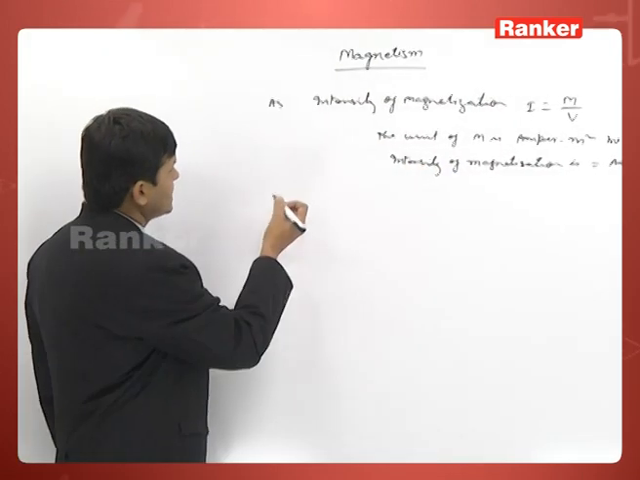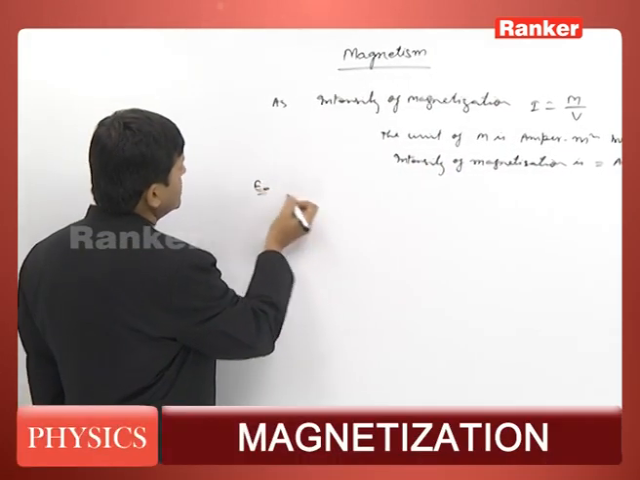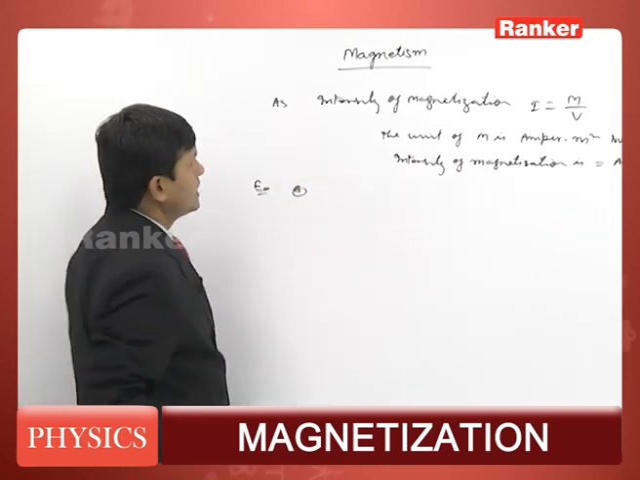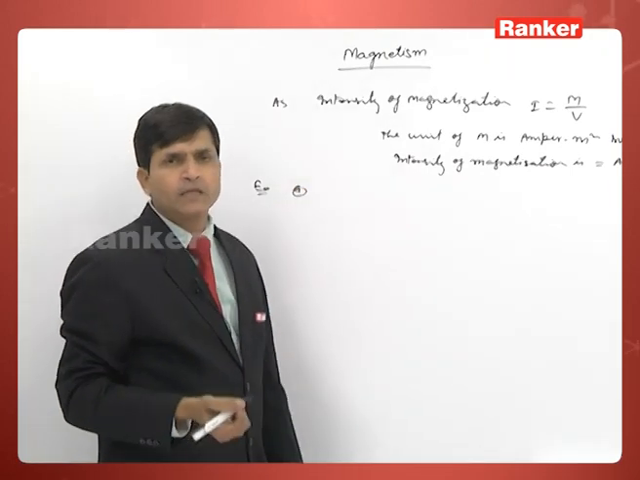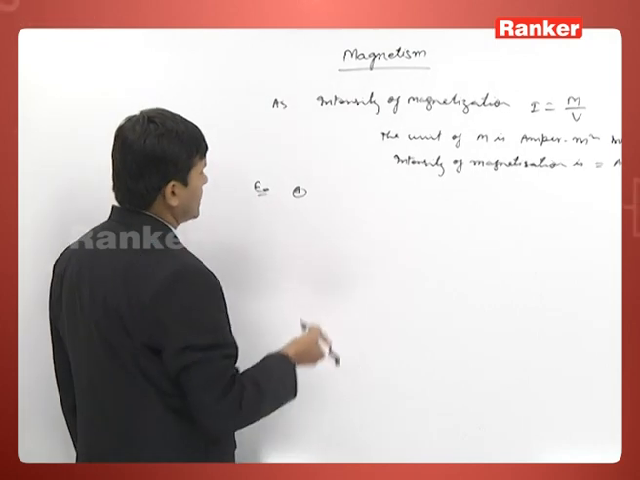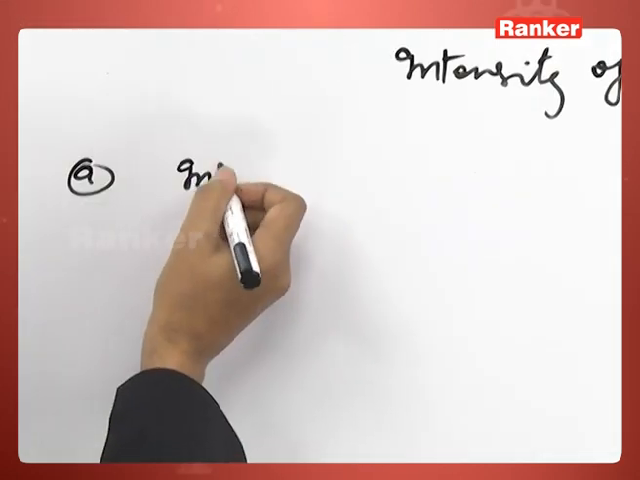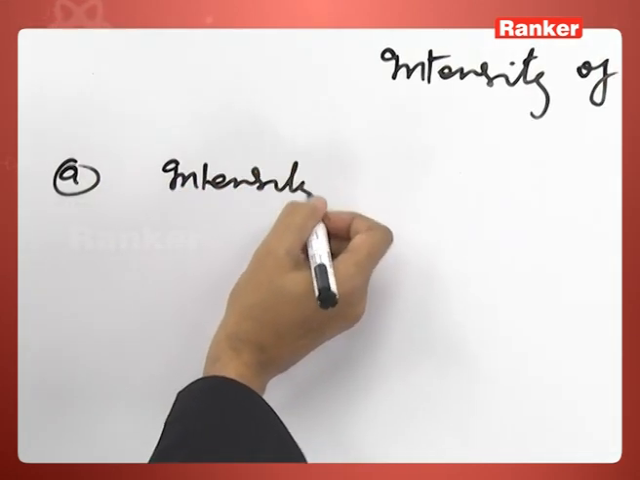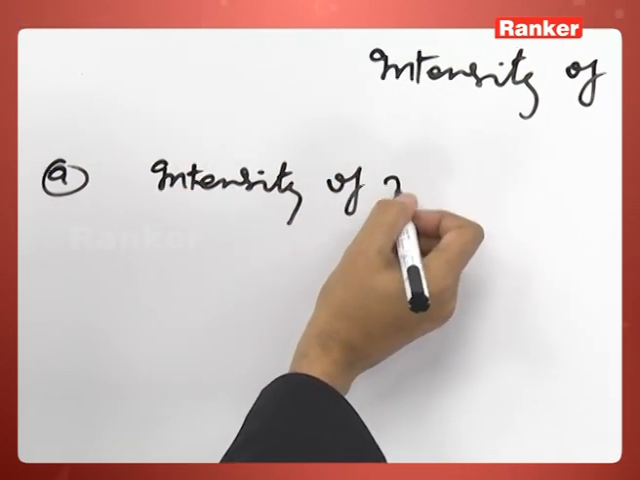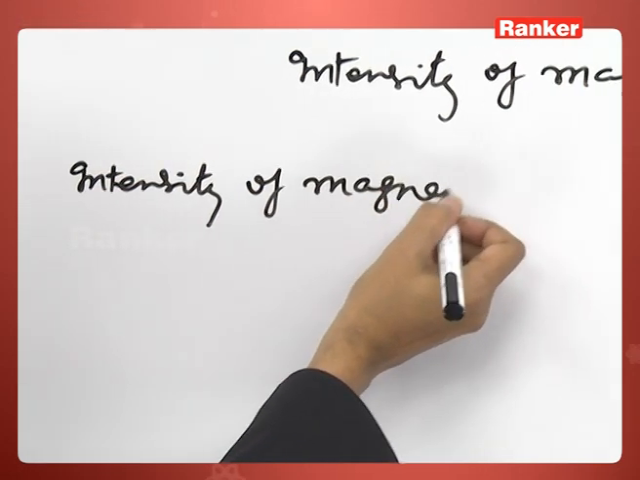Now, just see one example. Let the intensity of magnetization of a bar magnet.